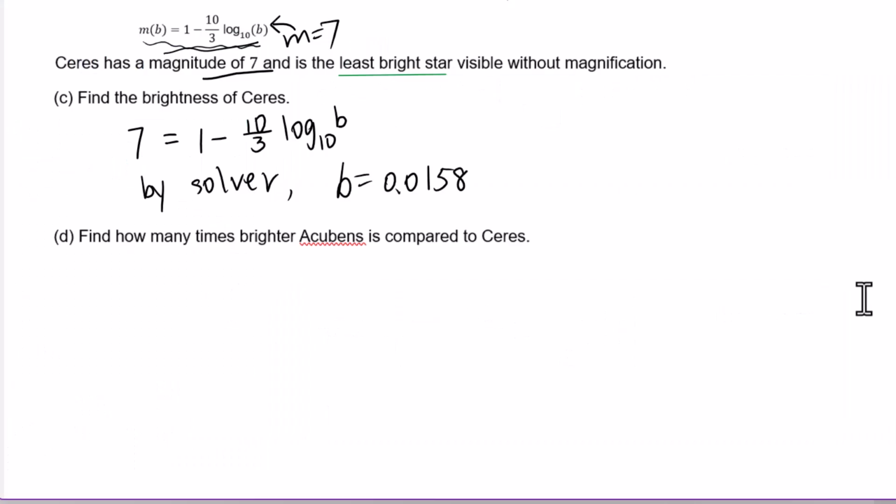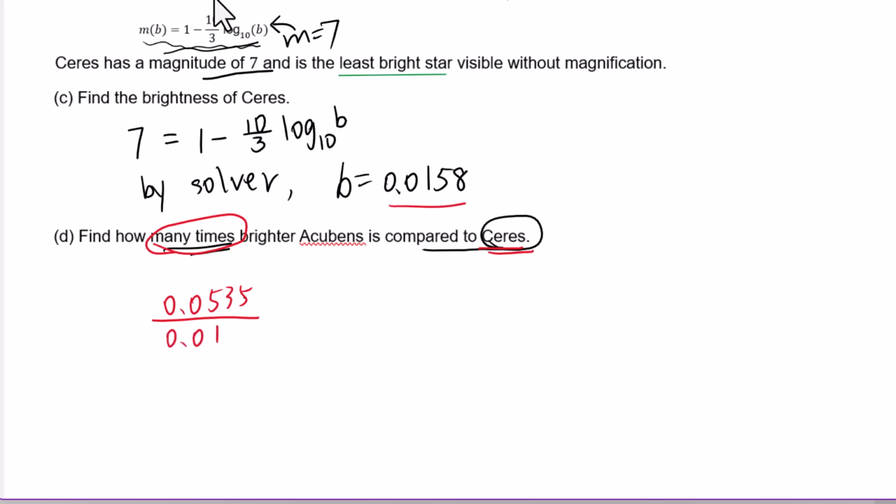D. Find how many times brighter Acubens is compared to Sirius. How many times means division. Compared to Sirius, this goes to the denominator. The brightness of Acubens is 0.0535. Sirius, we just figured out, 0.0158 equals 3.39.